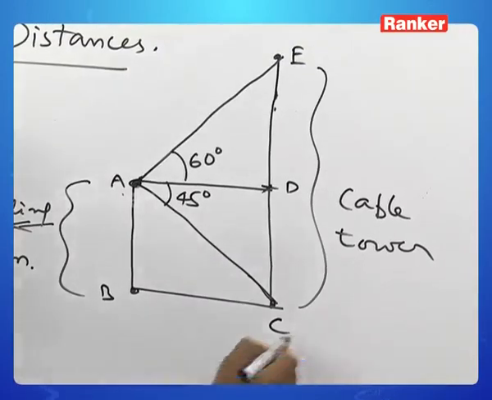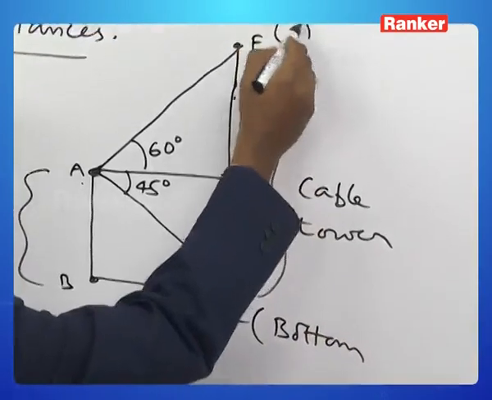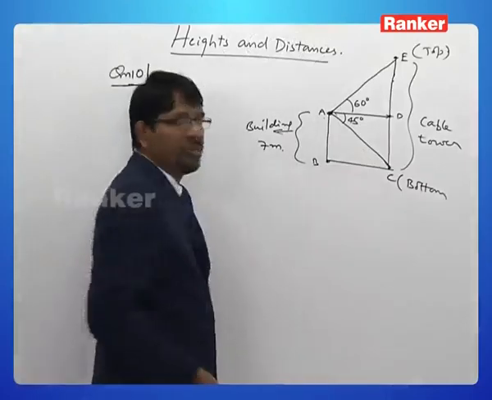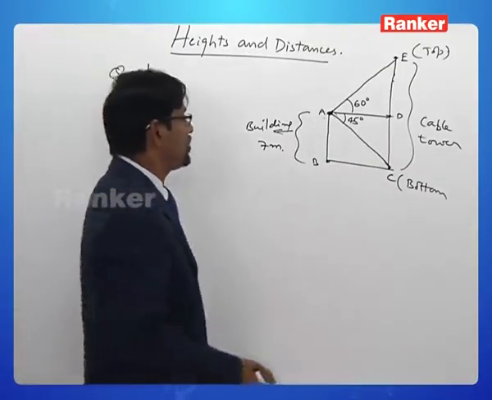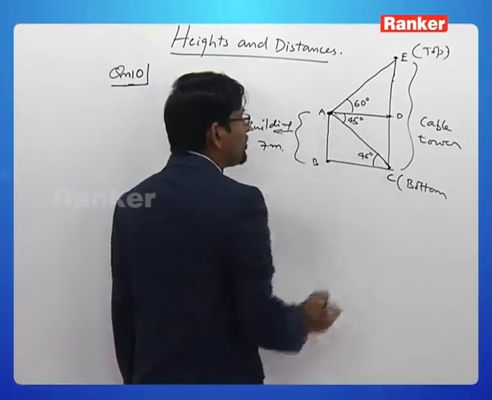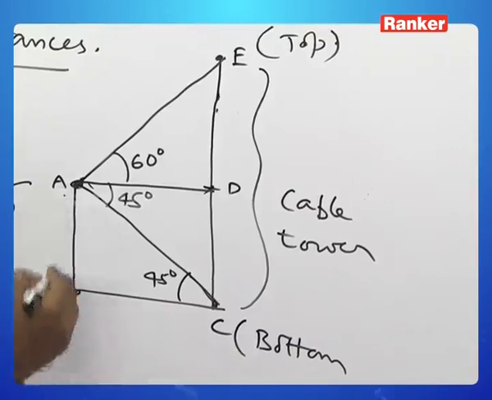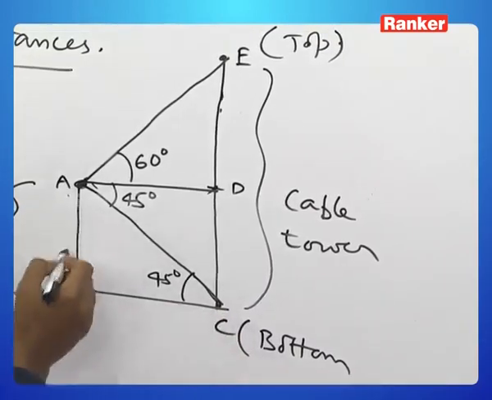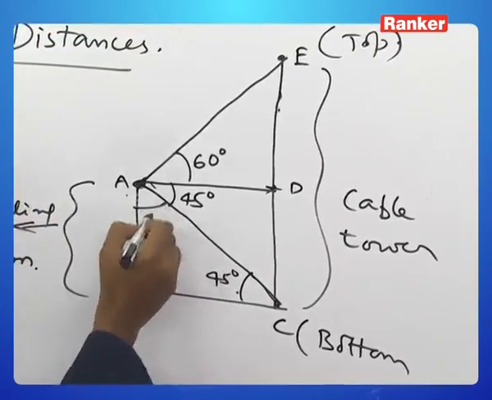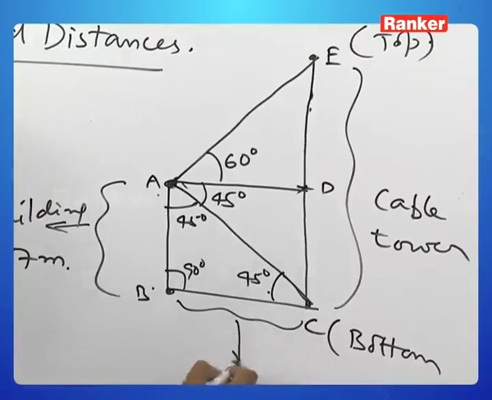The bottom of the tower is this. This is the top of the tower. This is the angle of depression from A. This is 45, therefore this also should be 45. And if this is 7 meters, clearly BC also has to be 7 meters. This is 45, this is 90, so this should also be 45. So this should be again 7 meters.